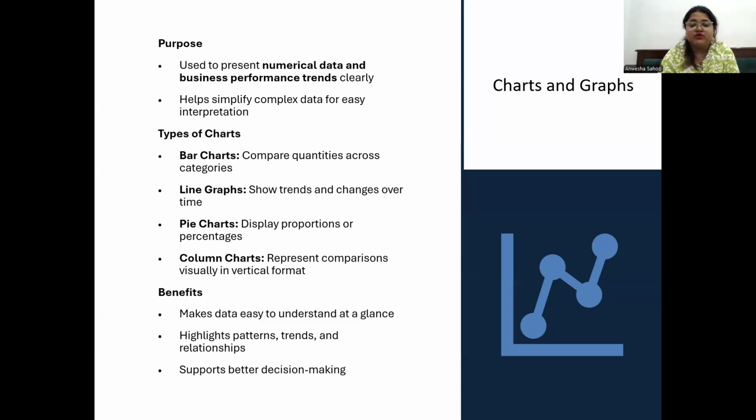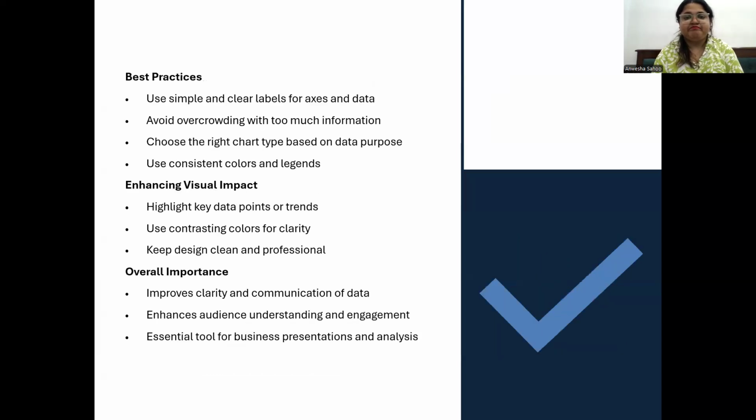So why is it being used so much? Because it makes data easy to understand at a glance, highlights patterns, trends, and relationships, and supports better decision making. Best practices: use simple and clear labels for axes and data, avoid crowding with too much information, choose the right chart type based on data purpose, and use consistent colors and legends.